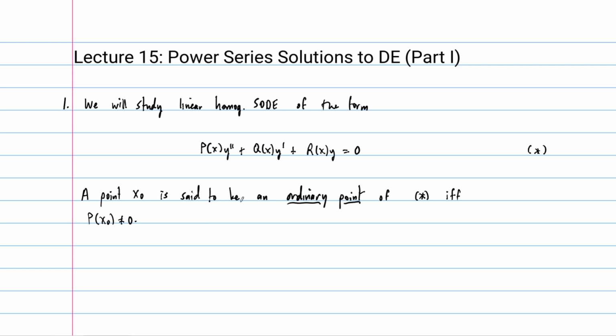And if p of x naught is equal to 0, then we're going to say that x naught is a singular point. Again, p is the leading coefficient function here. So if this is equal to 0, then x naught is a singular point of the differential equation. We'll talk about what to do with singular points in a future lecture at least. So this is a singular point of star.